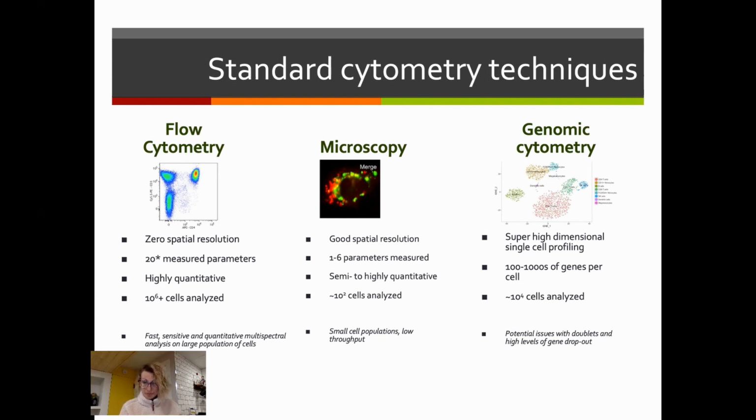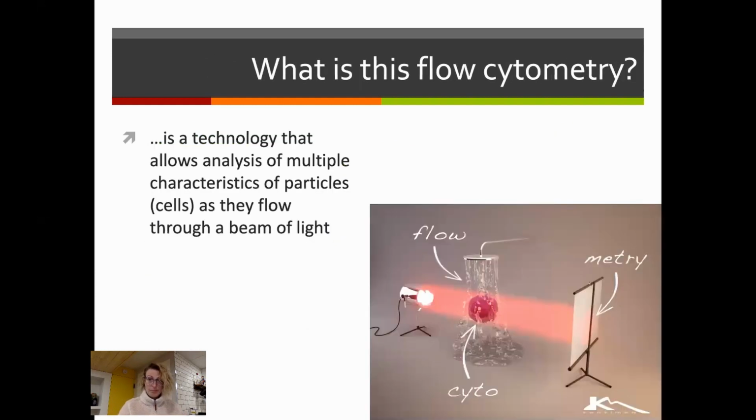Now, genomic cytometry is looking at the genomic contents of your cells, but in a single cell fashion, so not on a population. So it is super high dimensional single cell profiling, where you look at hundreds to thousands of genes per cell, and you look at these in tens of thousands of cells. Now, there are potential issues with doublets, and gene dropout. However, this is a really powerful technique to look at genomic expression on a single cell level.